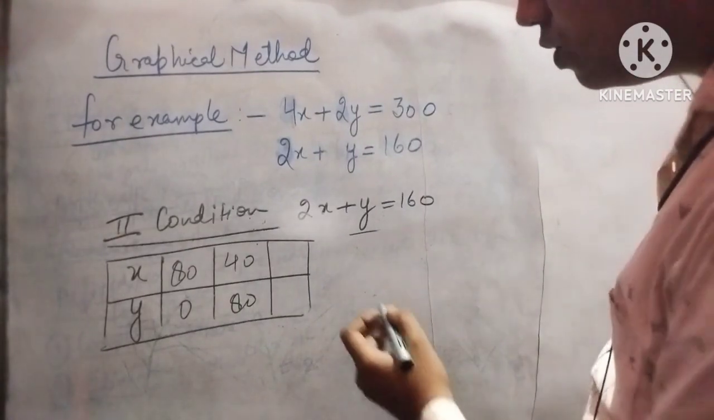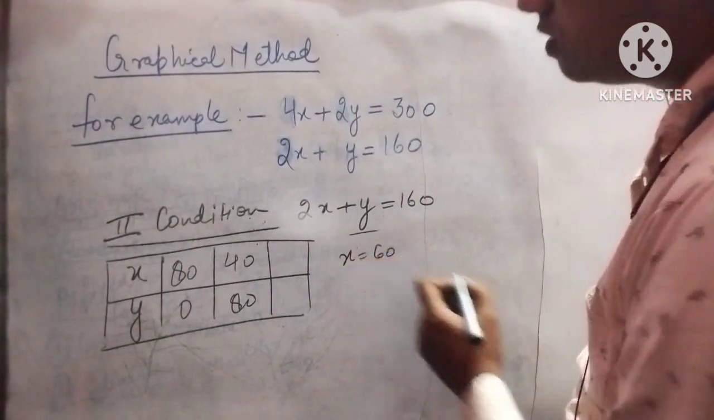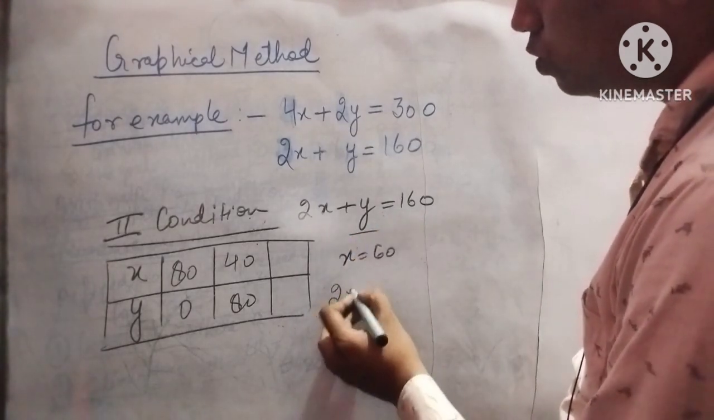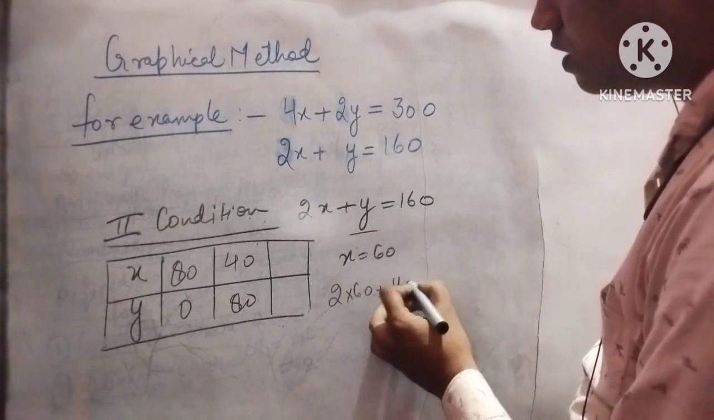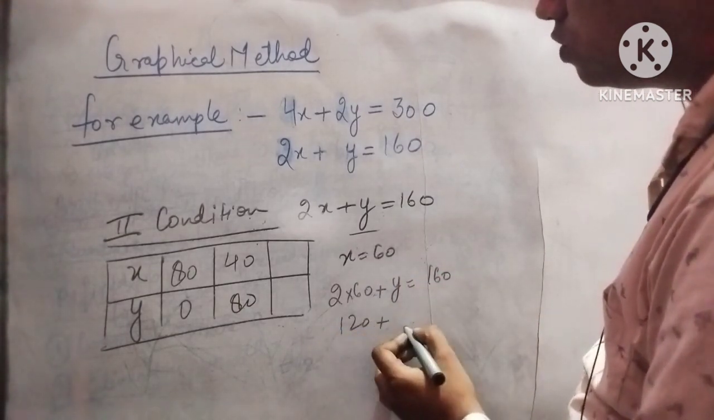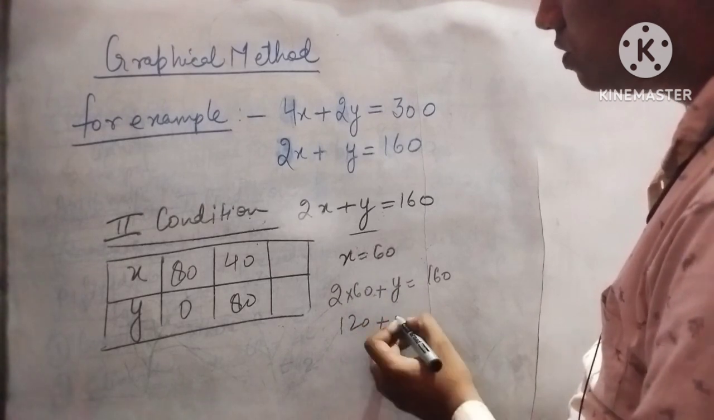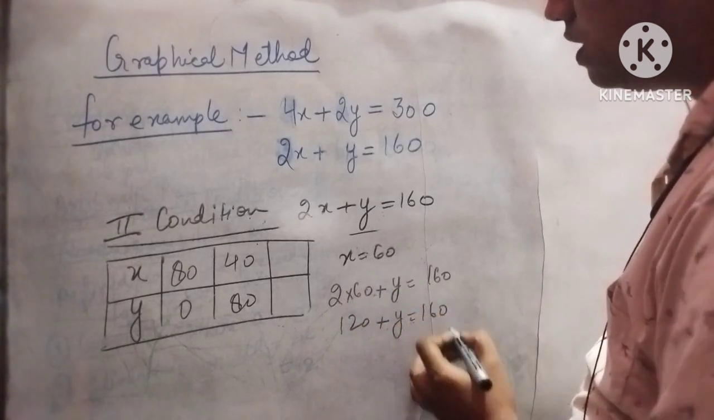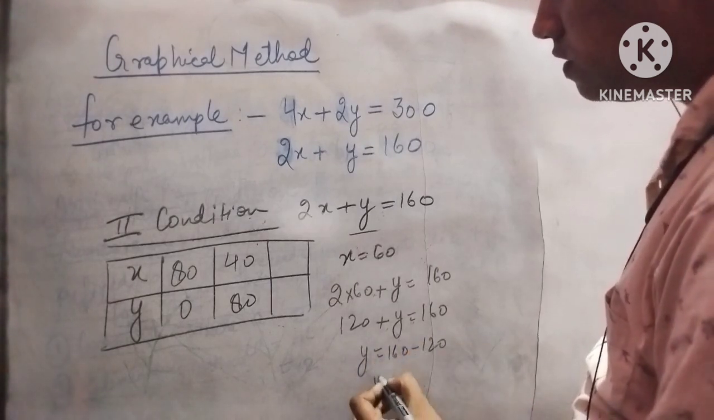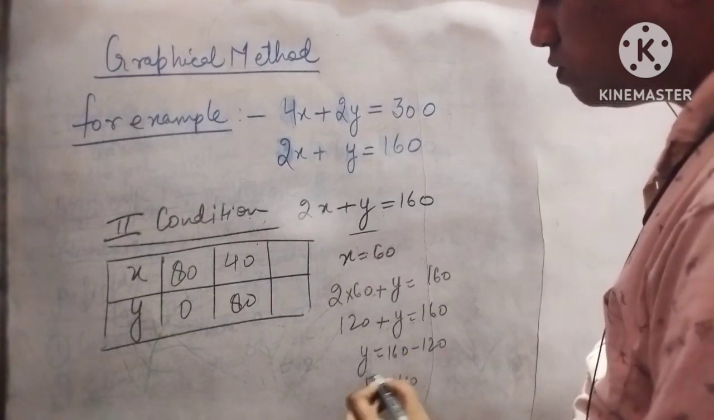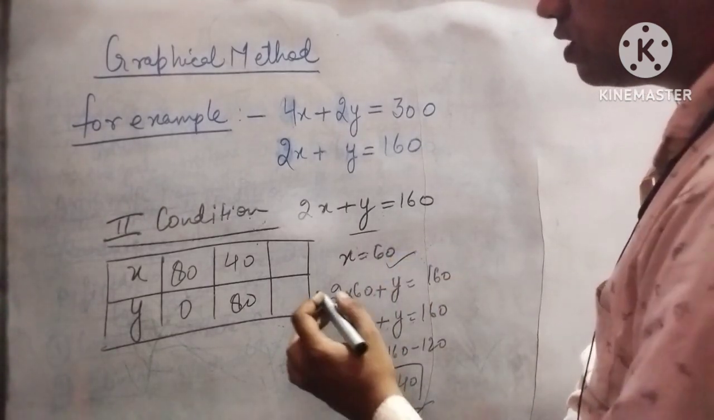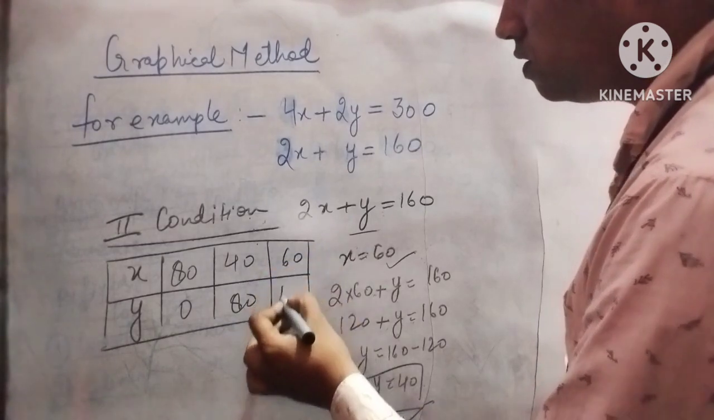Now let us suppose x equals 60. So we will substitute the value of x equals 60 in the second condition. So then 2 multiplied by 60 plus y equals 160. Which is 120, because 60 into 2 is 120. So 120 plus y equals 160, then y equals 160 minus 120, that is y equals 40. So if we are taking x as 60, we are getting the value of y as 40. So x is 60 and y is 40.